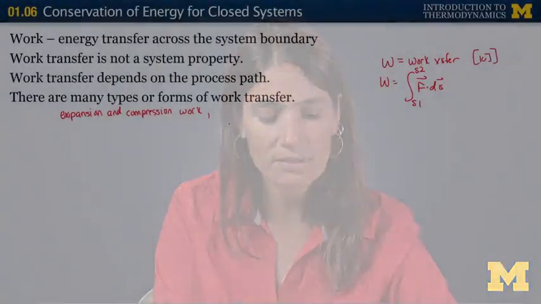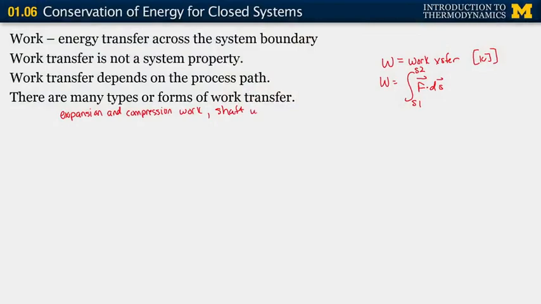So we have expansion and compression work. That's the prime mover for the transportation sector. And then we have shaft work, which is the prime form of energy transfer by work transfer in the stationary power sector. And there are all sorts of other forms of work, because essentially, anytime you have a force applied over a particular distance, you have work transfer. So there's work transfer due to surface tension, due to magnetic fields, due to all sorts of different chemical types of force applications. But the ones that we're going to care about most, the primary examples that you'll see around you, are expansion and compression work and shaft work.